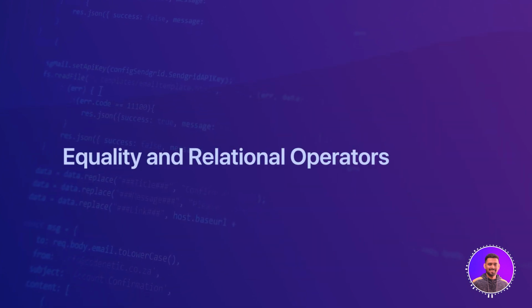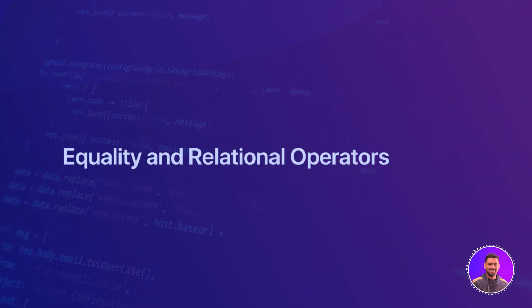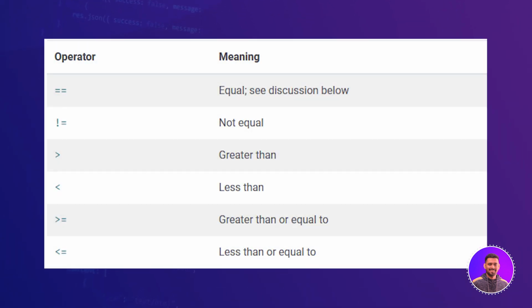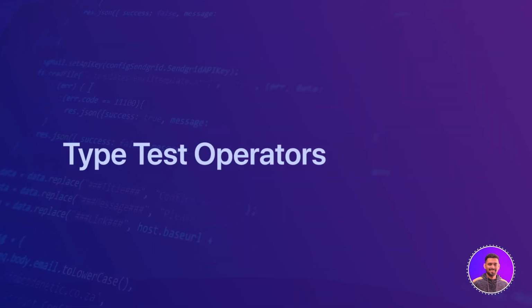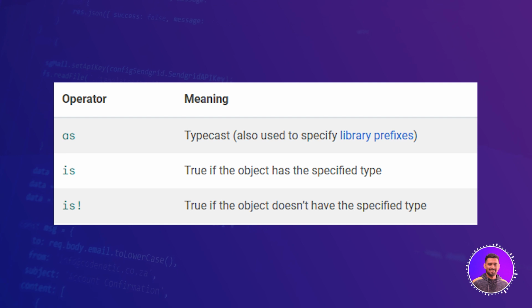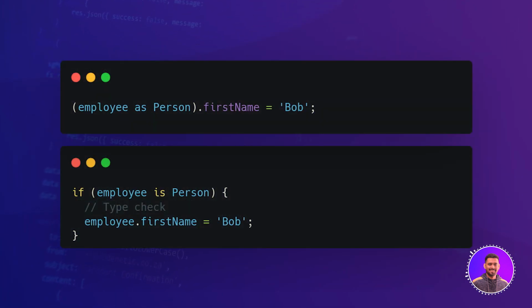Next up are equality and relational operators. These help us to compare different values. Here are some examples of using equality and relational operators. Type test operators are particularly handy for checking types at runtime. Operators such as is, is!, and as can be used to perform type checks and casts. These are examples of how to use type test operators.